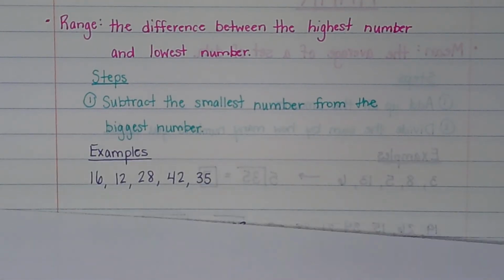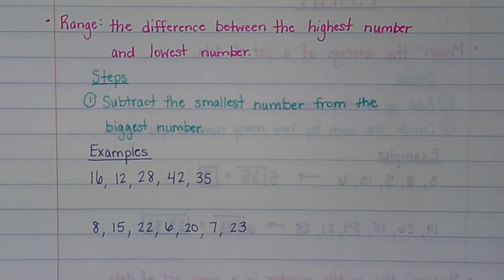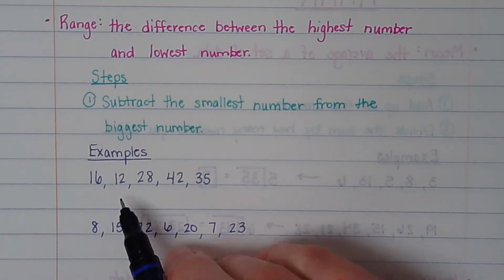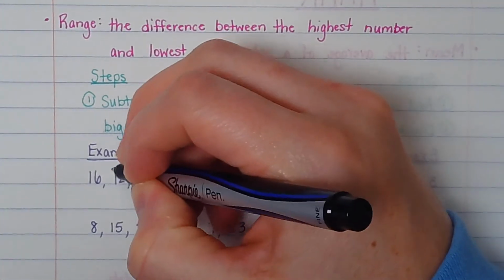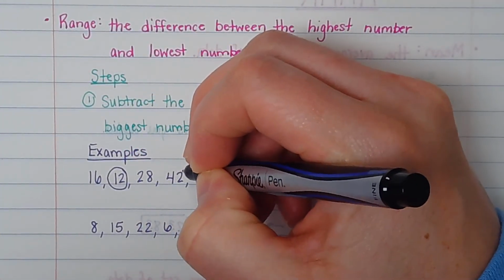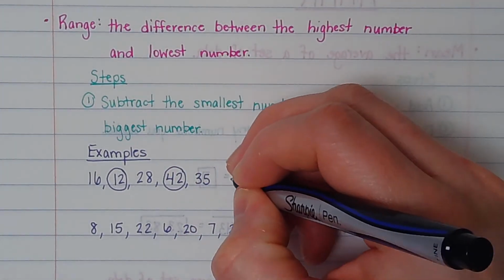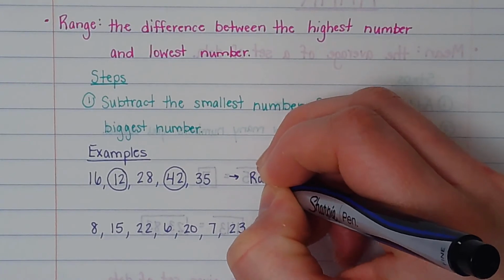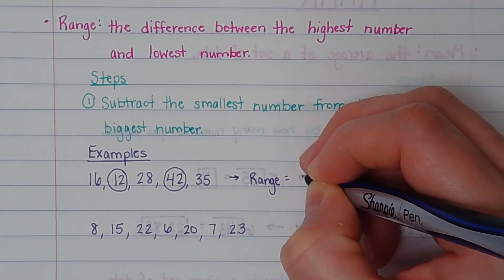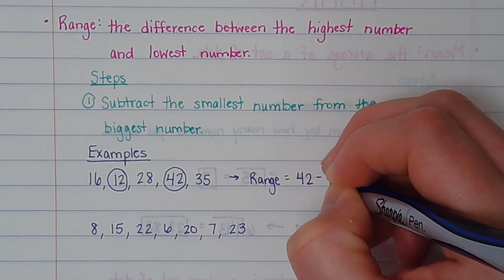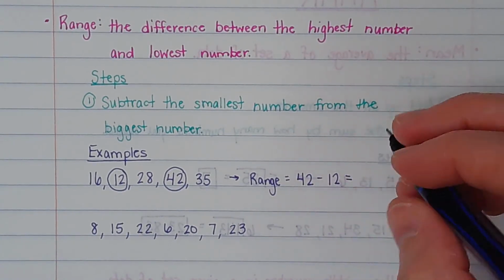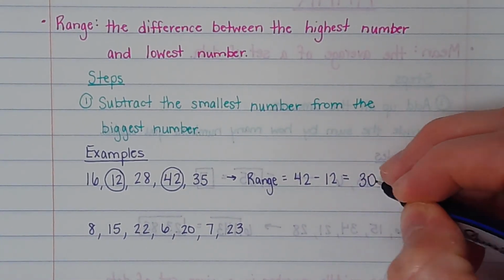So looking at these examples, let's see. This one right here, 12 is my smallest. It looks like 42 is my biggest. So then I'm going to subtract these. So I'd have 42 minus 12, which equals 30. So my range is 30.